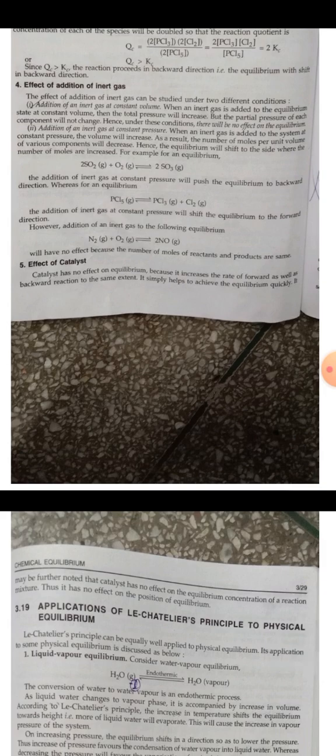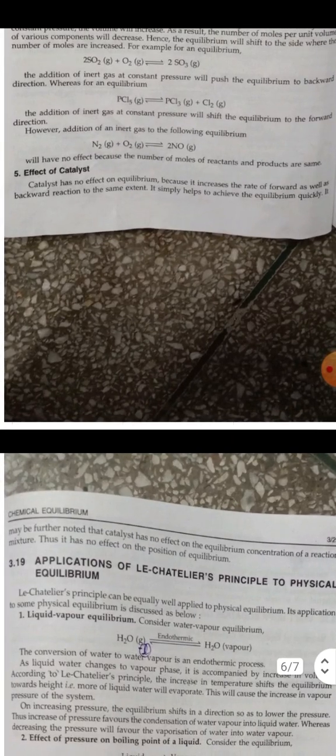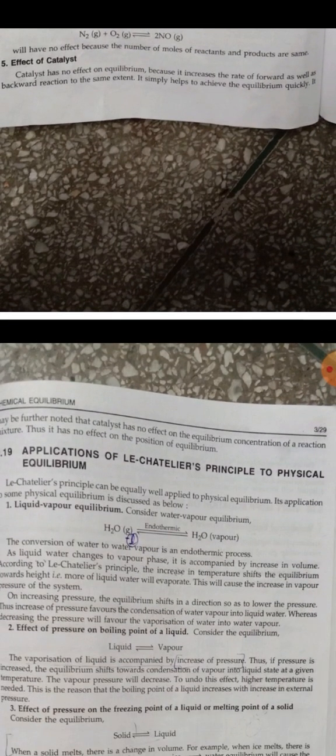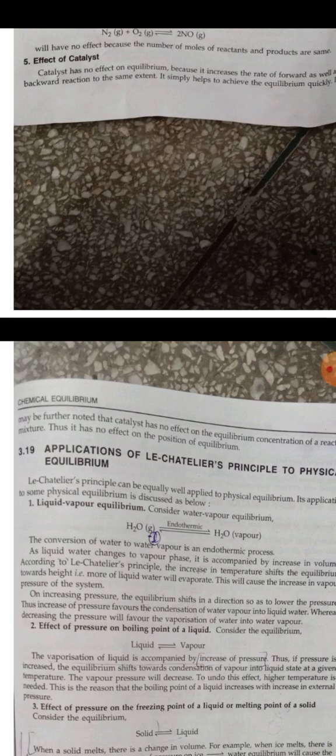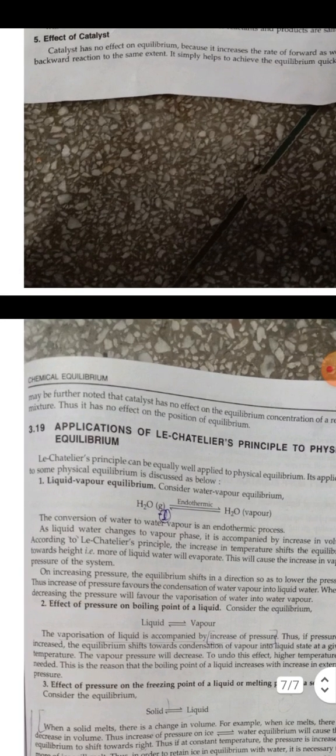Last, the effect of catalyst on the state of chemical equilibrium. A catalyst has no effect on equilibrium. If it increases the rate of the forward reaction, it must increase the rate of the backward reaction to the same extent. It simply helps to achieve equilibrium quickly. It may be further noted that a catalyst has no effect on the equilibrium concentration of the reaction mixture. Thus, it has no effect on the position of equilibrium.